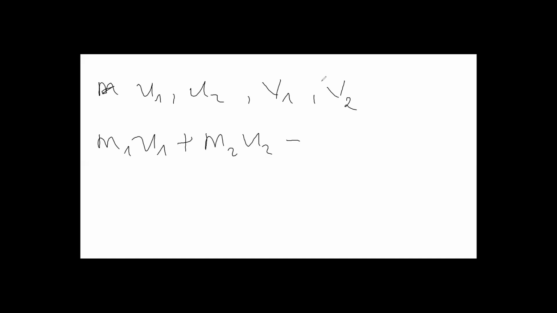If we consider a third case where the two spheres are originally in motion, that is, you have u1 and u2, and after collision now they move with velocities v1 and v2, then you have these two equations which you can solve simultaneously to have the values of v1 and v2.